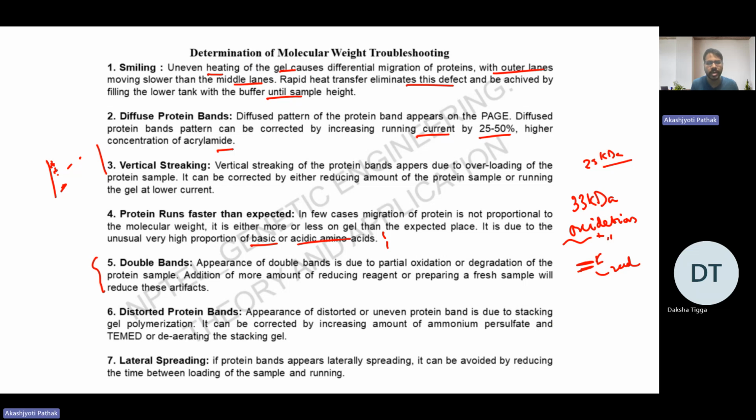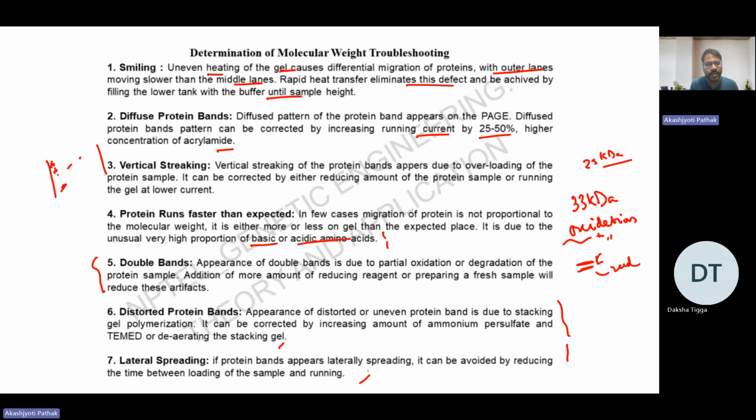So distorted protein bands, you read these things. These are some practical problems that we usually see when we are running an SDS-PAGE, and you need to understand why this takes place and how you can troubleshoot or resolve the issue. So understanding this is very important. This is a very nice slide where the professor has summarized the different issues that we might face and how we can resolve them.